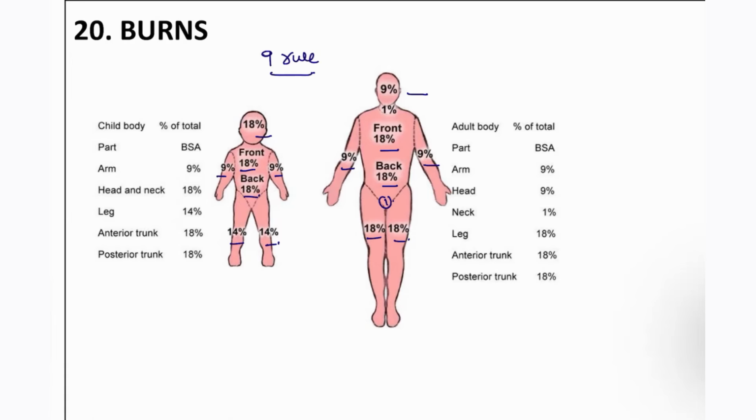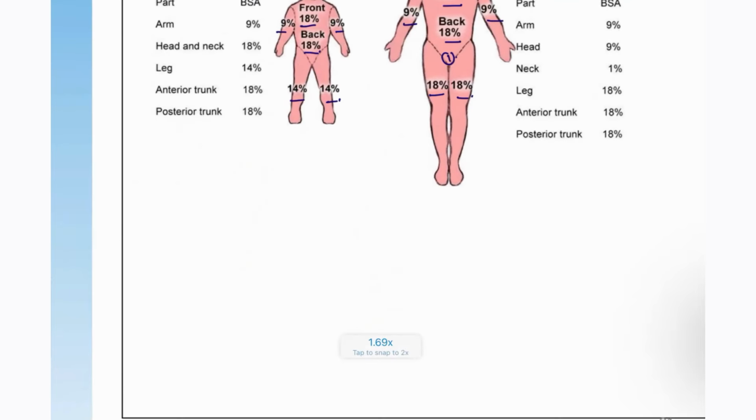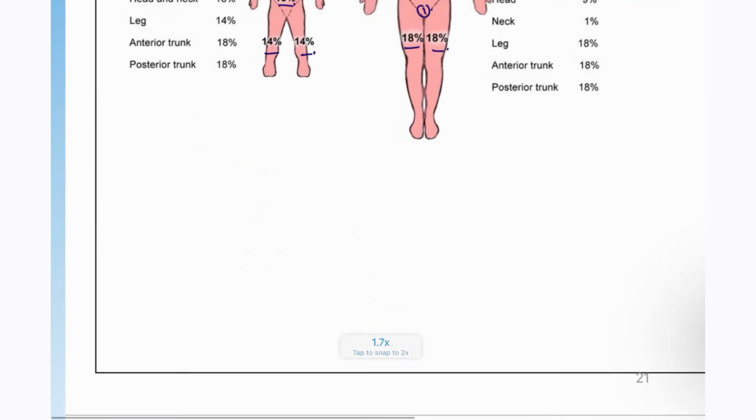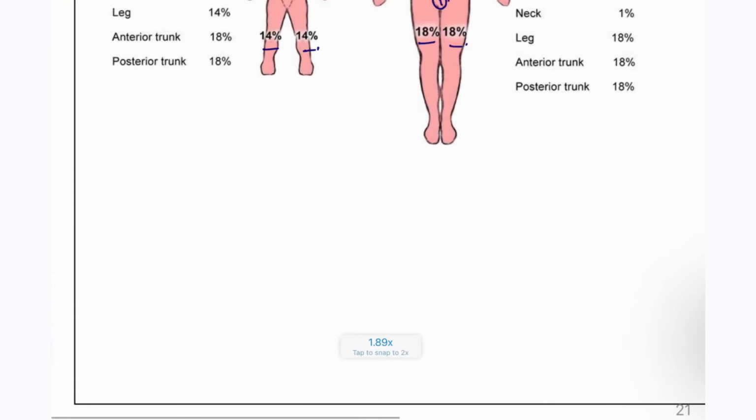So whenever we see these patients with burns, you have to follow the Parkland formula. What is the Parkland formula? Nowadays we are going to use the Parkland formula with 4 ml. Okay, 4 ml per kg into total body surface area involved for the burns. That is how we are going to calculate.